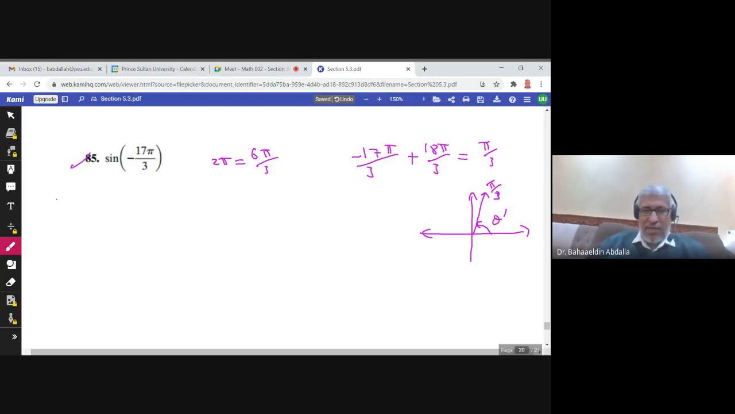So in fact here now sine negative 17 pi over 3 is equal to sine pi over 3 because pi over 3 is coterminal to negative 17 pi over 3 and at the same time it is the reference angle. Okay, sine pi over 3 again by the table, by the triangle, it is opposite over hypotenuse, so it's square root of 3 over 2.